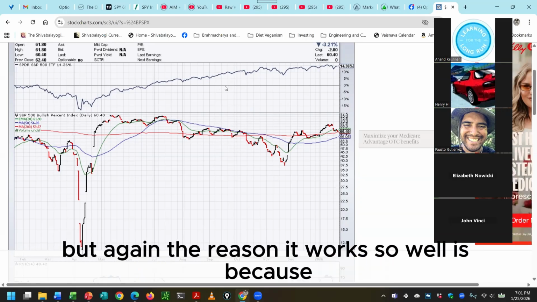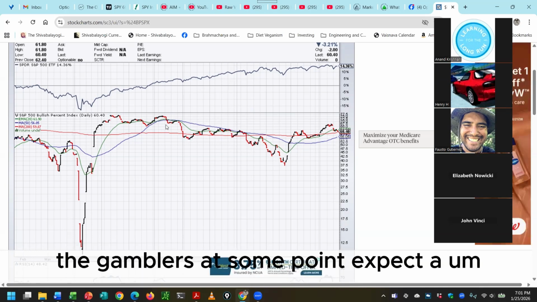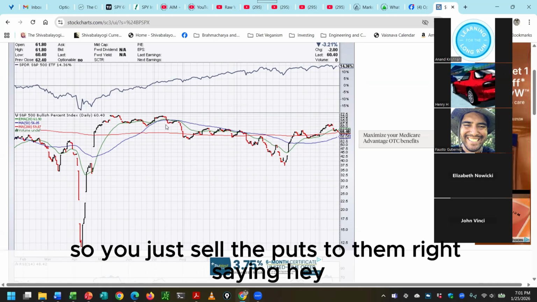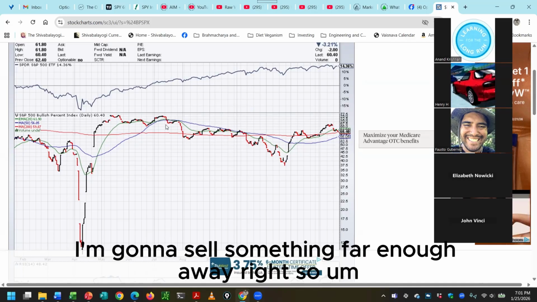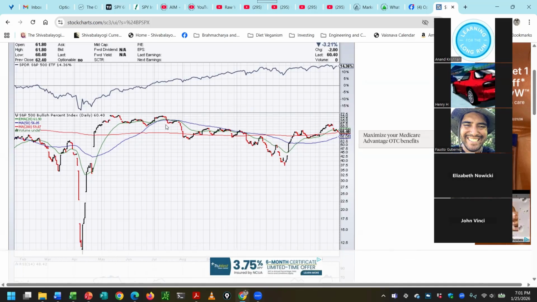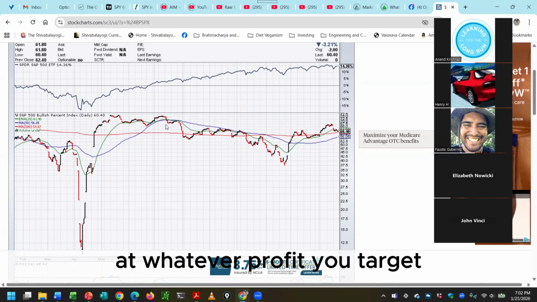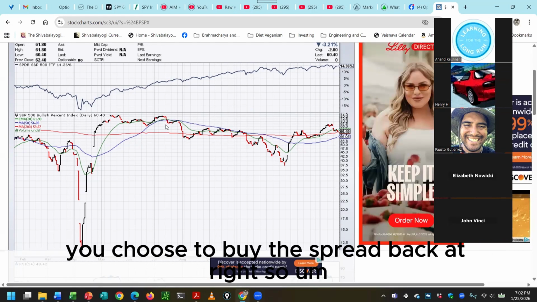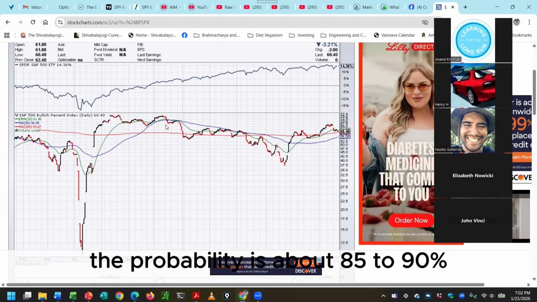But again, the reason it works so well is because when the market goes overbought, the gamblers at some point expect a reversal, right? So you just sell the puts to them. Saying, hey, you think the market is going to go down now? I'm going to sell something far enough away. Then it either expires worthless, or you can buy it back at whatever profit you choose to buy the spread back at. So it actually tends to work quite a lot of the time. The probability is about 85 to 90%.